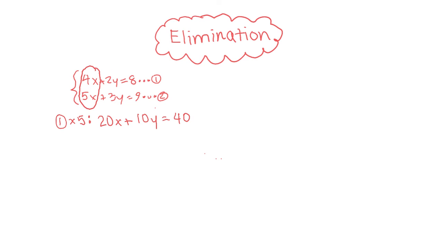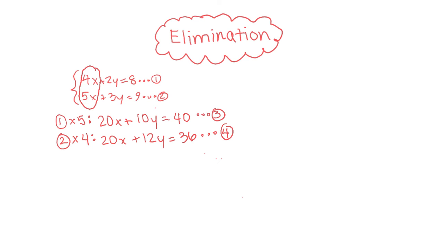And the second equation, what do you multiply by 5 to get 20? 4. So you multiply the second equation by 4, and it becomes 20x plus 12y equals 36. And we can label these as different equations. That's the third, this is the fourth.